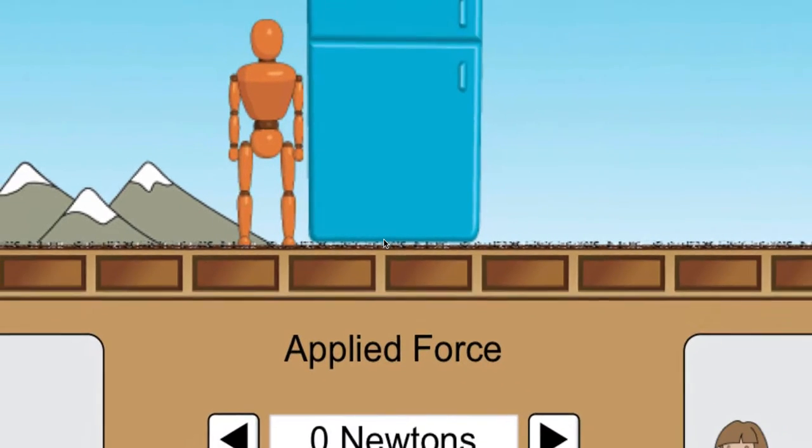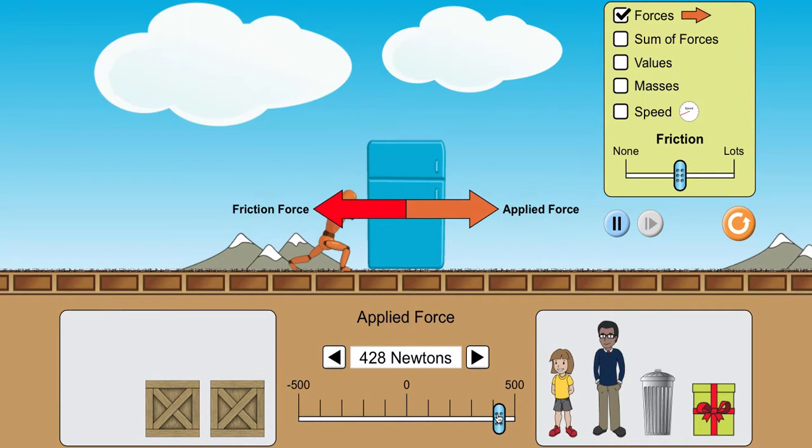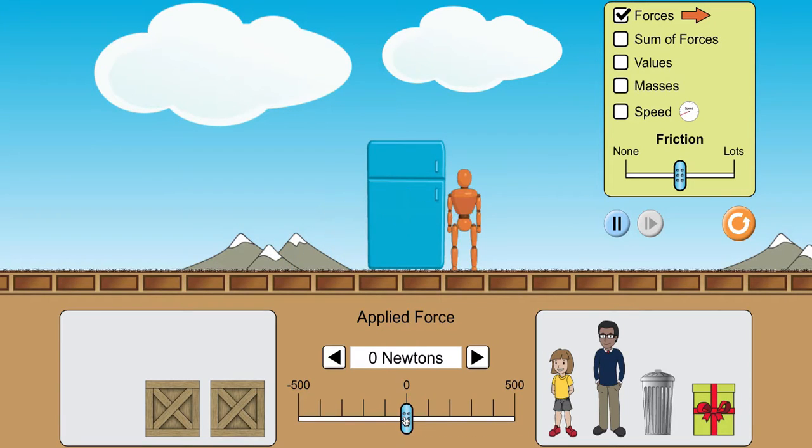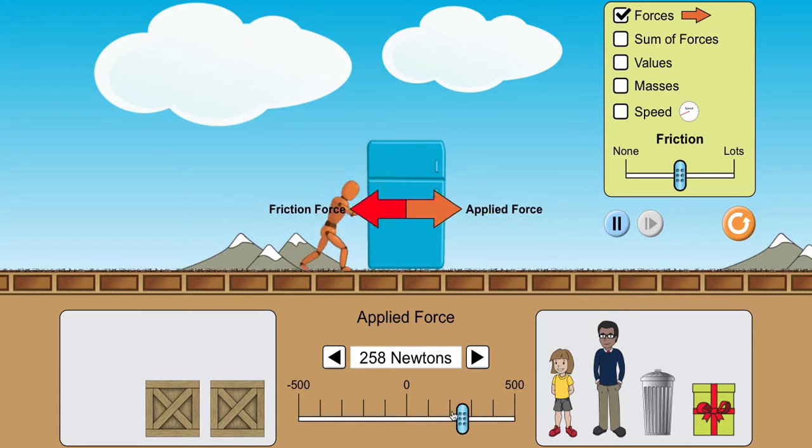So this frictional force, as far as the refrigerator is concerned, is just enough to offset my applied force, so I get no movement. Let's take a look here. I'm applying 500 newtons of force, as you can see, and I get no movement.